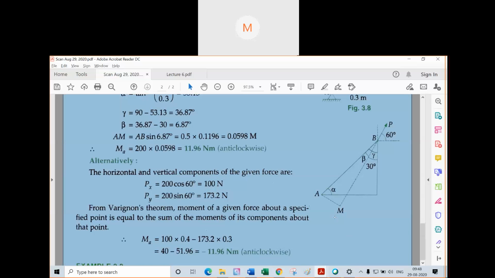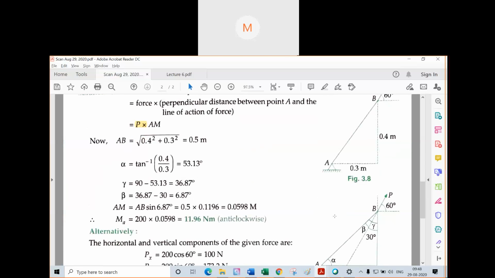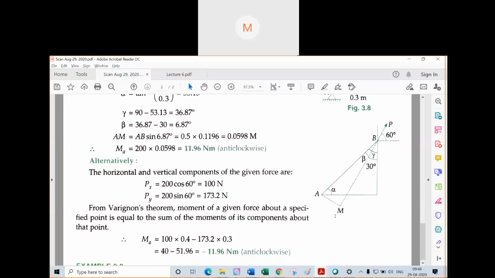Yes, sir. Good. So now, have you written the question and the answer? Students, have you written down the question and the solution? Sir, no, only the question. Did you remember the solution or do you want to write it?